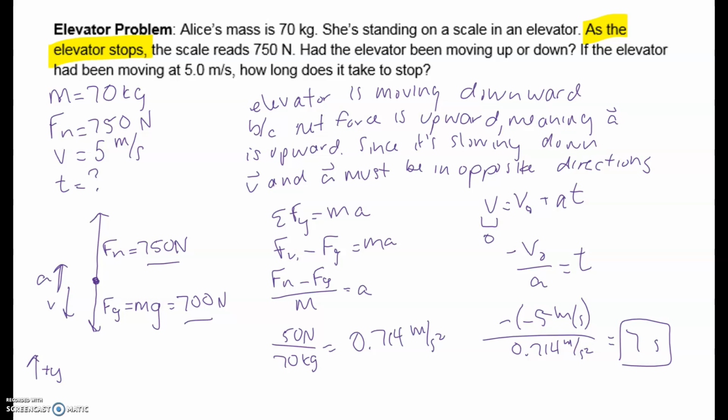All right, so kind of the whole trick in this problem: when you first look at the prompt, it might be like, well, I have no idea which way it's moving. How do I figure that out? Draw a free body diagram and just realize when it talks about the scale reading, or maybe it'll mention that this person has an apparent weight of 750 newtons, apparent weight is what a scale reads, and that is the normal force. And then everything will come together after that.